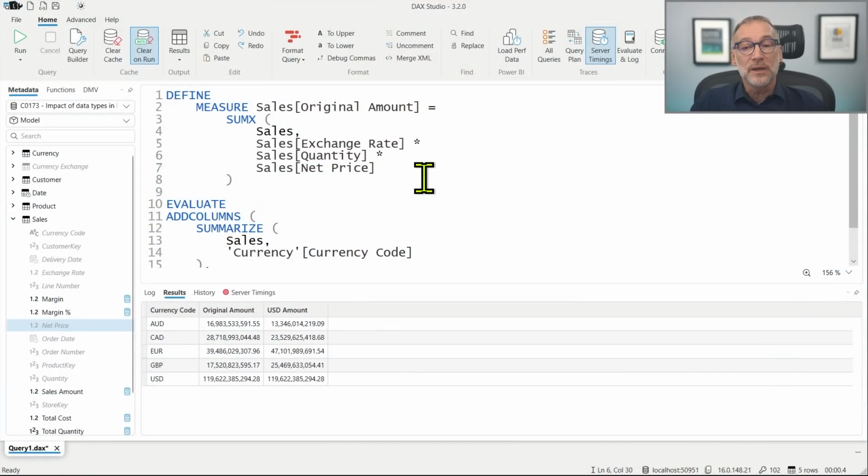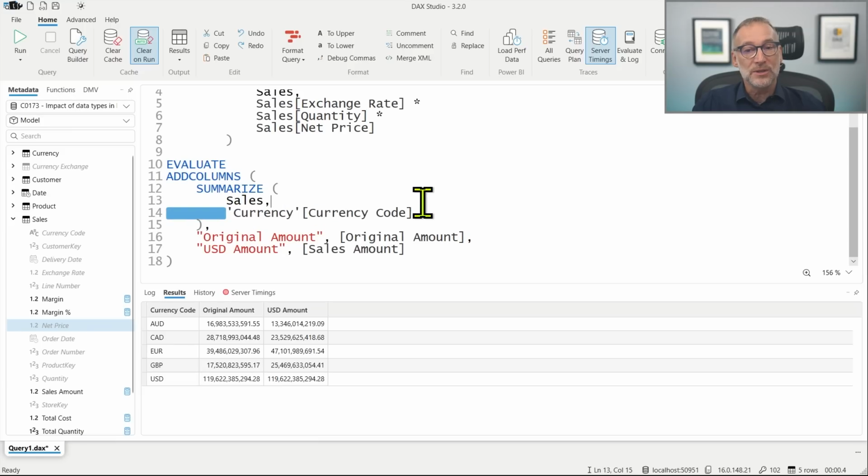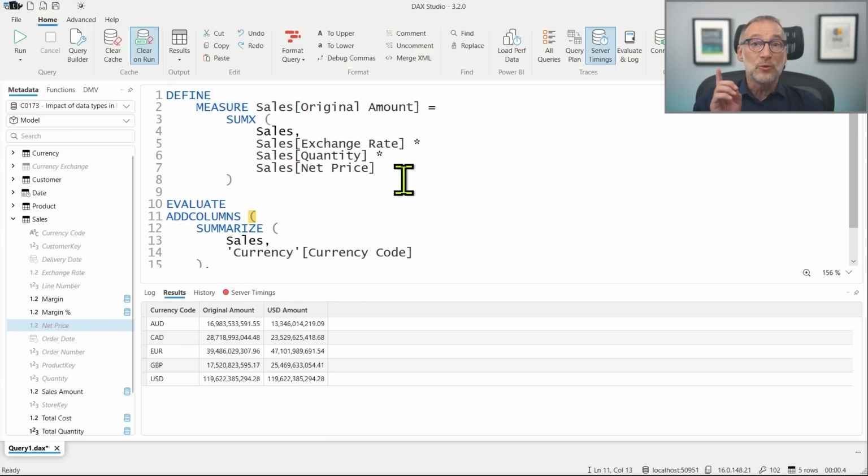But when you mix floating point and currencies, then you need to invoke the formula engine. This means that as innocent as this query looks, doing the 3 multiplication and then grouping by currency code and showing the original amount and the USD amount, requires us to invoke the formula engine to perform the multiplication.